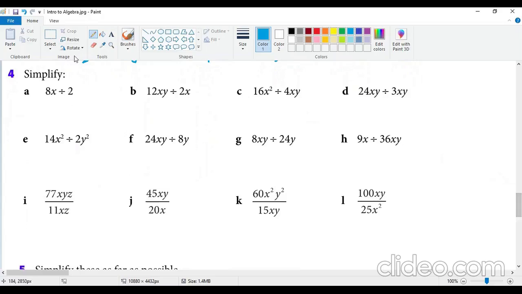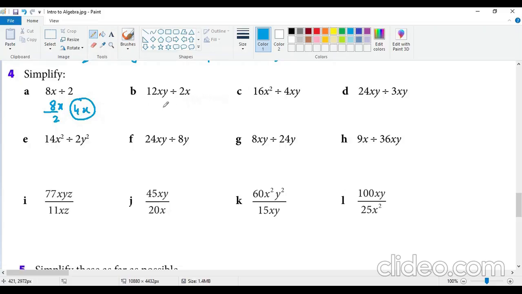Same as the procedure, only the division sign is used instead of writing 1 on top as a numerator and denominator. So you may write like this: 8x divided by 2. That means 4x is going to be your final answer.